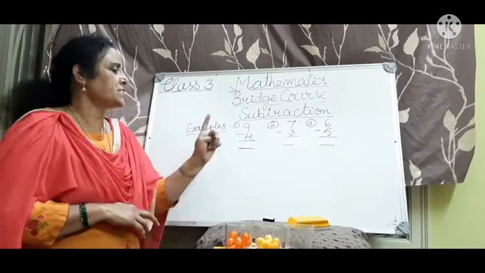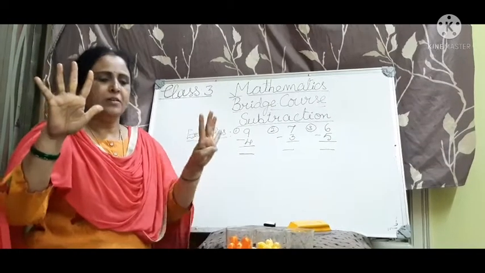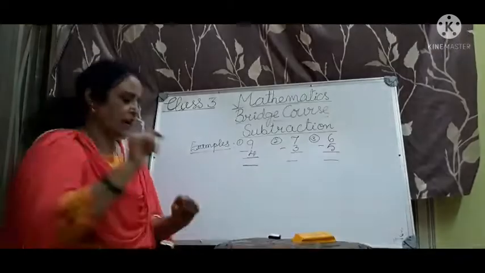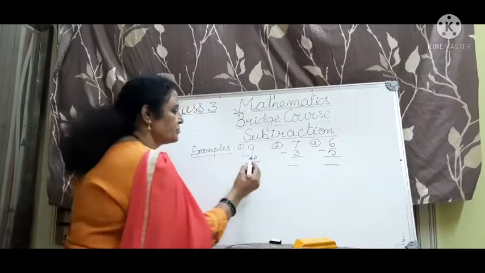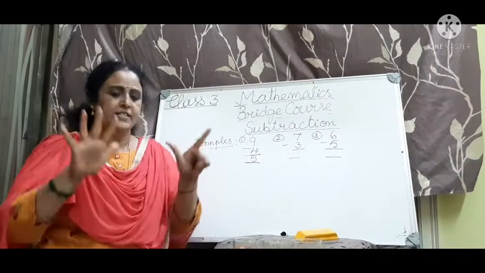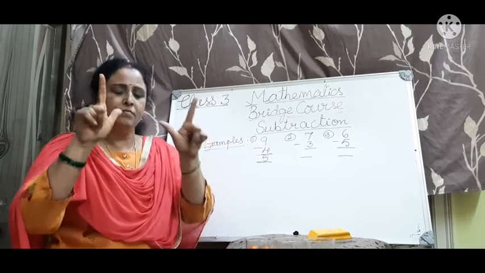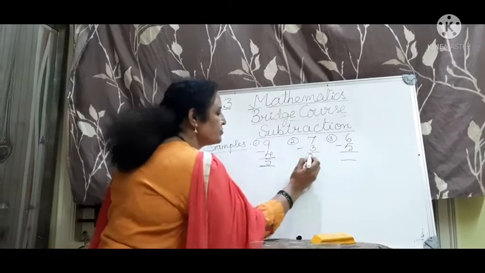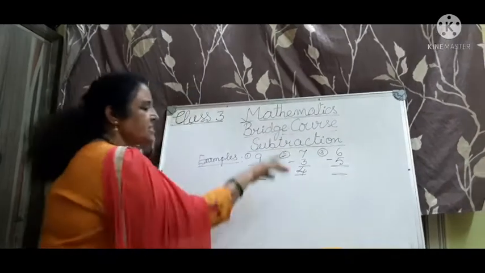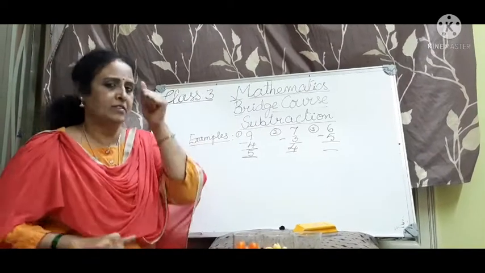Now we practice a few more sums, children. 9 minus 4. How much? 5. Next, 7 minus 3. How much is remaining? 4. Next, 6 minus 5. 6 minus 5 is 1.